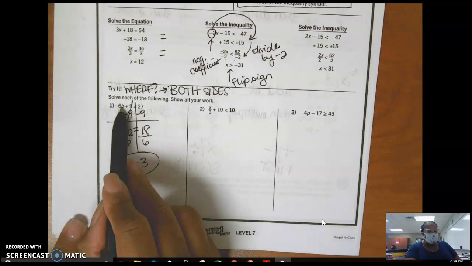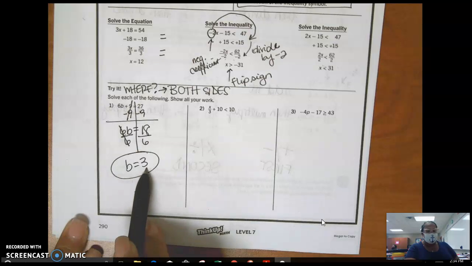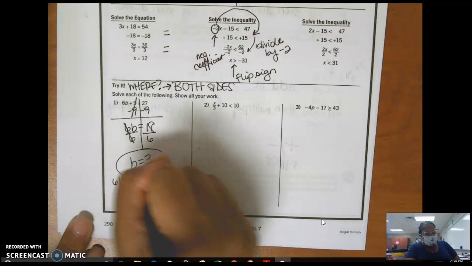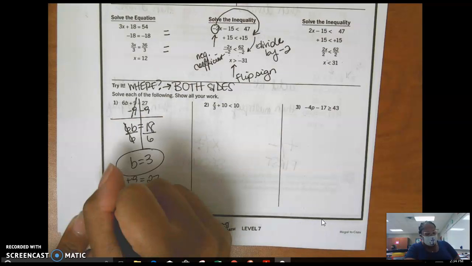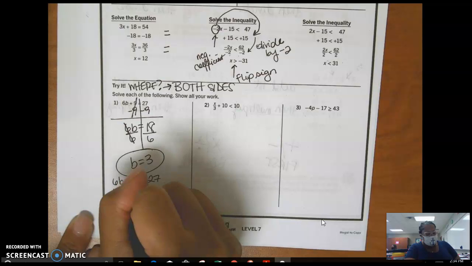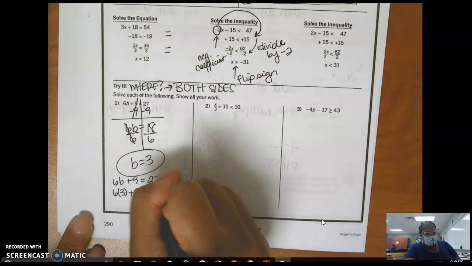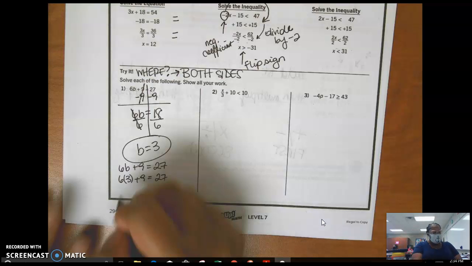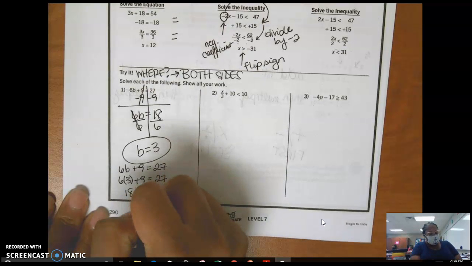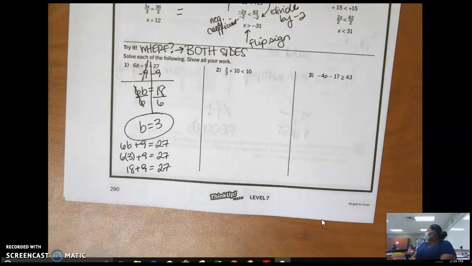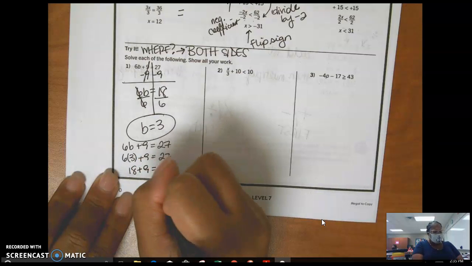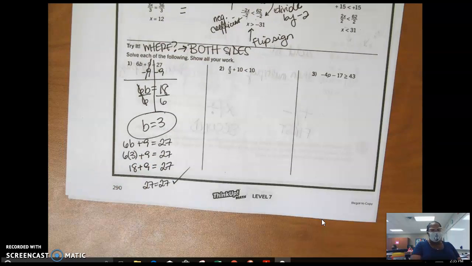I'm going to take out B and put in 3. So let's do it real quick. 6B plus 9 equals 27. 6 times 3 plus 9 equals 27. What's 6 times 3? Pay attention. 18 plus 9 equals 27. What's 18 plus 9? 27. Does 27 equal 27? All day. And it's correct.